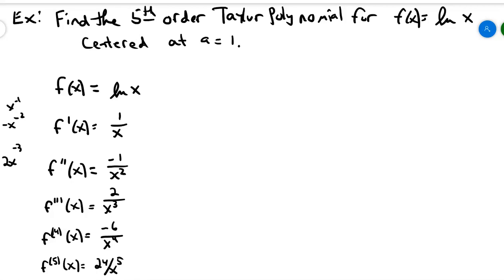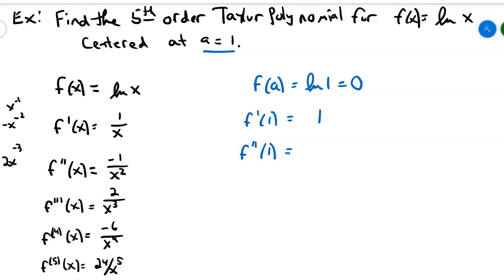All right, then what I do in my next column is I evaluate it at a equals 1, right? So we said we were going to center this at a equals 1, so let's do that. F of a will be the natural log of 1, which is 0. F prime of 1 will be 1 over 1. F double prime of 1 will be negative 1 over 1. So far, this is kind of boring, but it gets better.